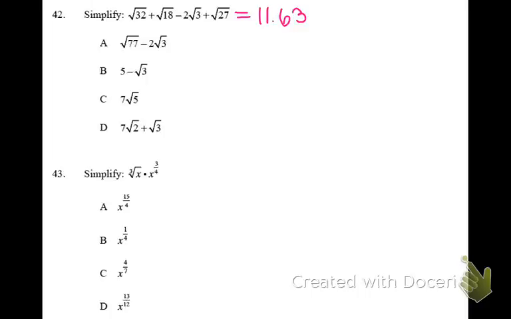So the square root of 77 minus 2 root 3, that gives you 5.31. 5 minus the square root of 3 is 3.27. 7 square root of 5 is 15.65. And 7 root 2 plus root 3 is 11.63, which matches the original problem, so your correct answer for that is D.